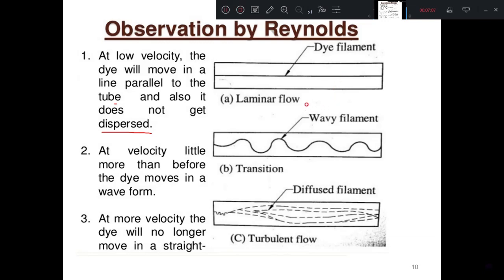This state of flow he called laminar flow. At a velocity a little more than before, the dye moves in a wave form. So it is a wavy filament. That state he called a transitional state. At more velocity the dye will no longer move in a straight line, and that state he called turbulent flow. That is the completely diffused filament, and that state he called turbulent flow.